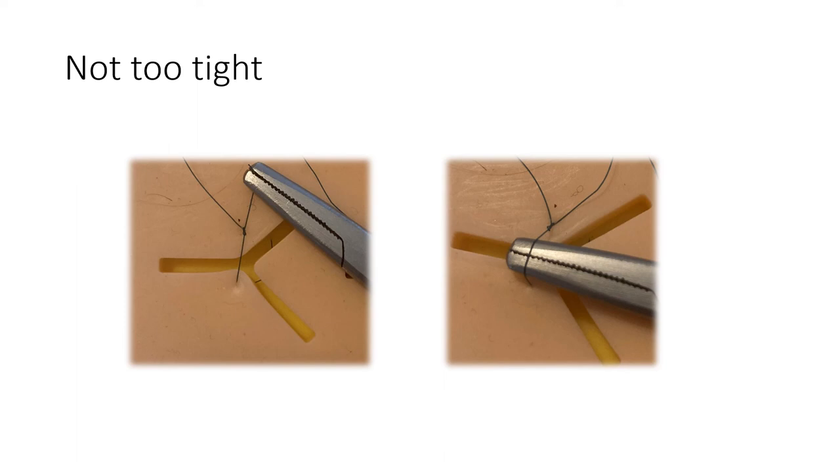So a way you can do this, once you've done your loop, you can just pull both ends of the strings over here, and when you're tightening it, have a small gap, and then you can always check afterwards to see if you can get your needle holder in between, and then it's tight enough. Okay.